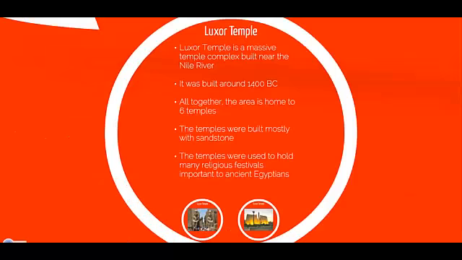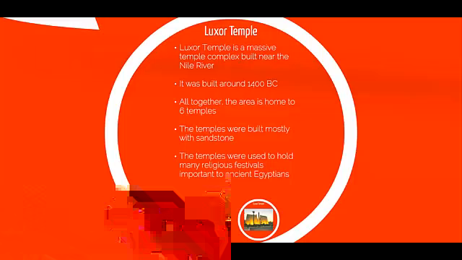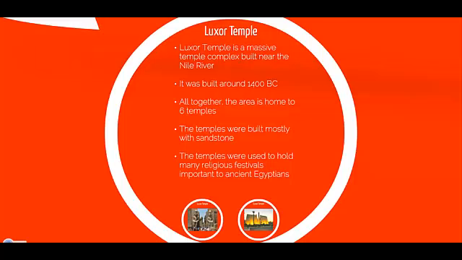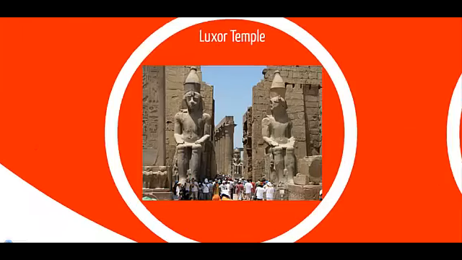Last, we have Luxor Temple. Luxor Temple is a massive temple complex built near the Nile River. It was built around 1400 BC. Altogether, the area is home to 6 temples. The temples were mostly built with sandstone. Also, the temples were used to hold many religious festivals important to ancient Egyptians. Here you can see some pictures of Luxor Temple.